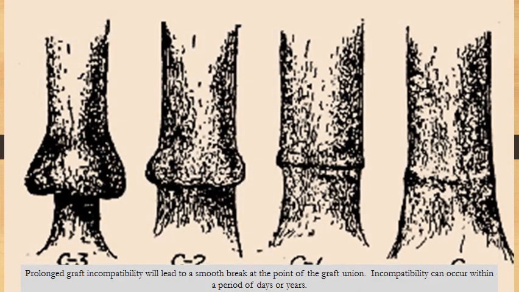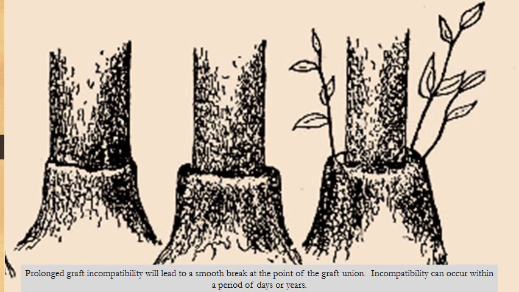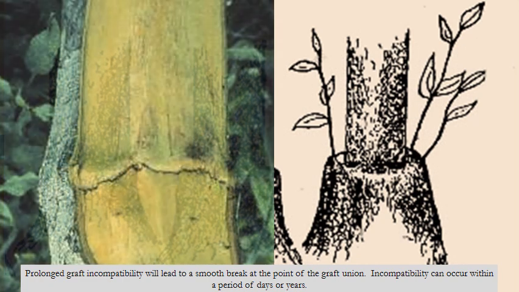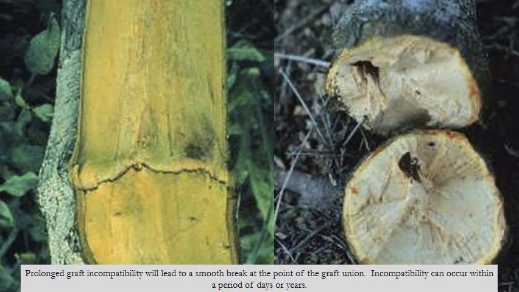And for your information, incompatibility can occur within a period of days or years, and some delayed incompatibility can take as long as 20 years to occur. A prolonged graft incompatibility will lead to a smooth break at the point of the graft union later.